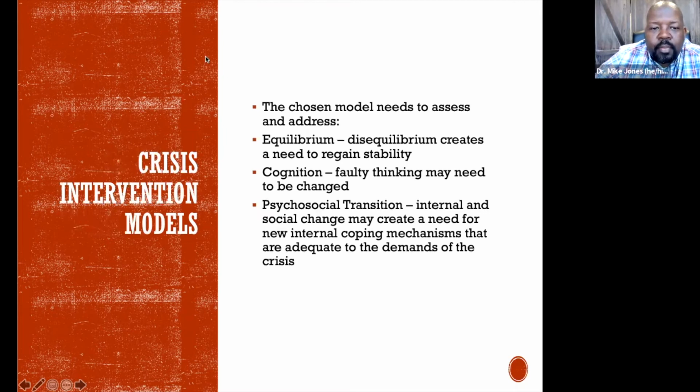All right. Next, we want to talk about crisis intervention models. There are three main ones we want to look at here. The first one is called equilibrium, and this is where we are able to bring back stability to where we used to be before the crisis happened.